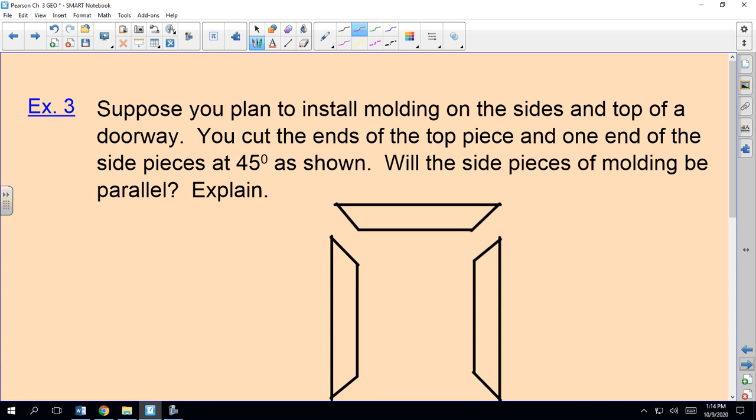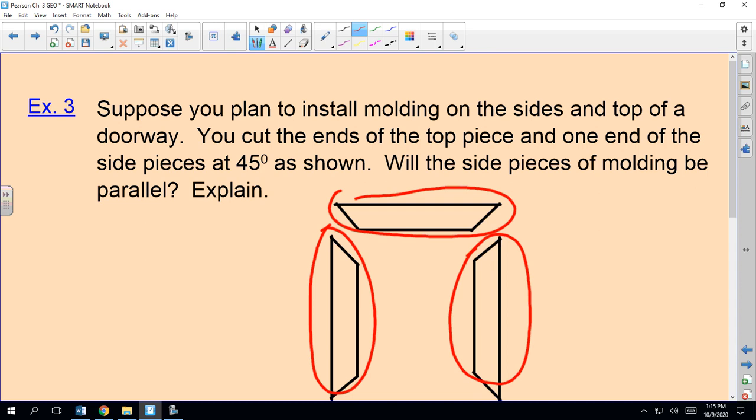All right, there's also some questions that ask about some things that have to do with construction in your assignment. So here's an example of that. Suppose you plan to install molding on the sides and top of a doorway. So picture a doorway in your house. Look at the doorway in your house. You'll see some molding pieces at the top and at the sides that look kind of like these, most likely. You cut the ends of the top piece and one end of the side pieces at 45 degrees as shown. So right here is 45 degrees. Right here is also 45 degrees.